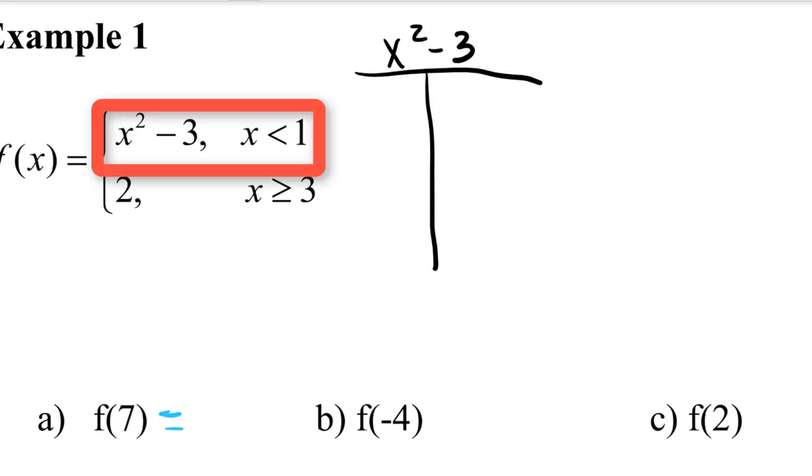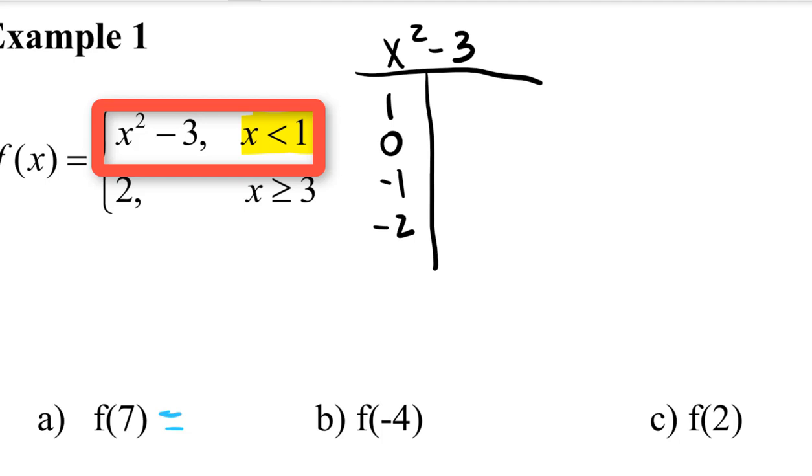Now when we make our little table, we're going to analyze the first piece. X is less than 1. And even though it does not include the value of 1, we're going to go ahead and put 1 in there. And then I want numbers that are smaller than 1. We're going to use integers, so 1, then 0, then negative 1, and negative 2, and so on and so forth. We wouldn't stop. We'd go on forever and ever.